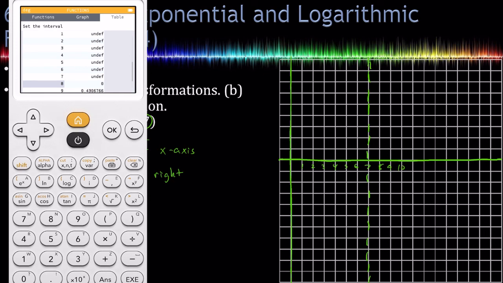So we have 8, 0, 9 and 0.4, 10 and 0.6, 11 and 0.9, 12 and 1, 13 and 1.1, 14 and 1.2, 15 and 1.3. It's just going to keep going up very slowly.